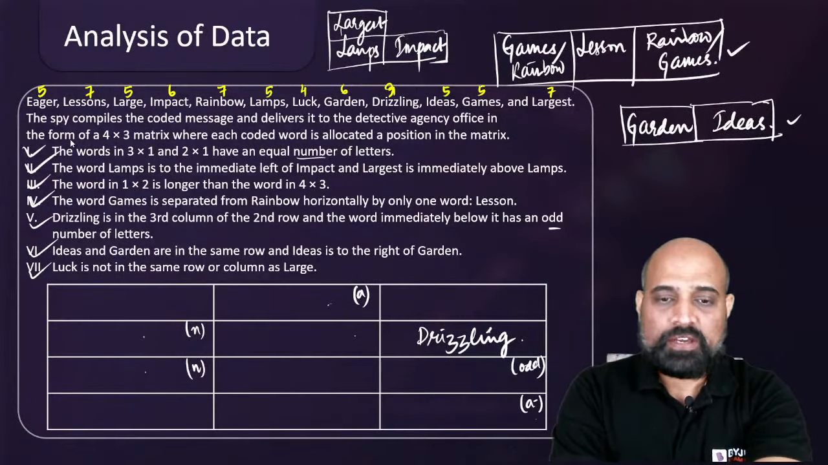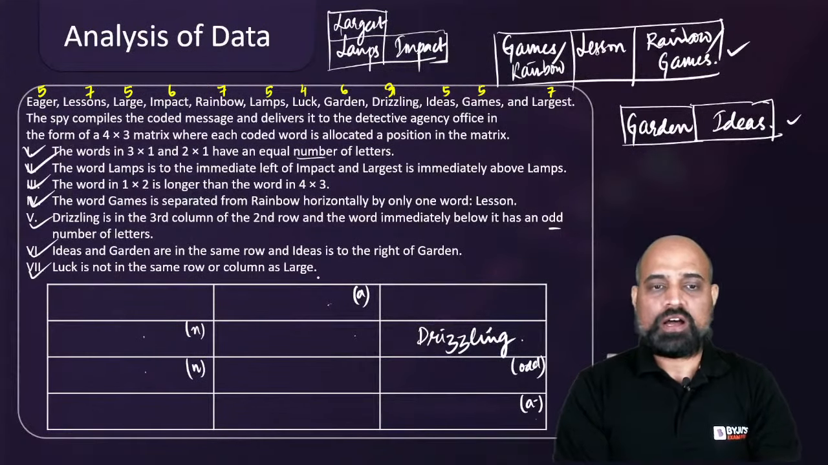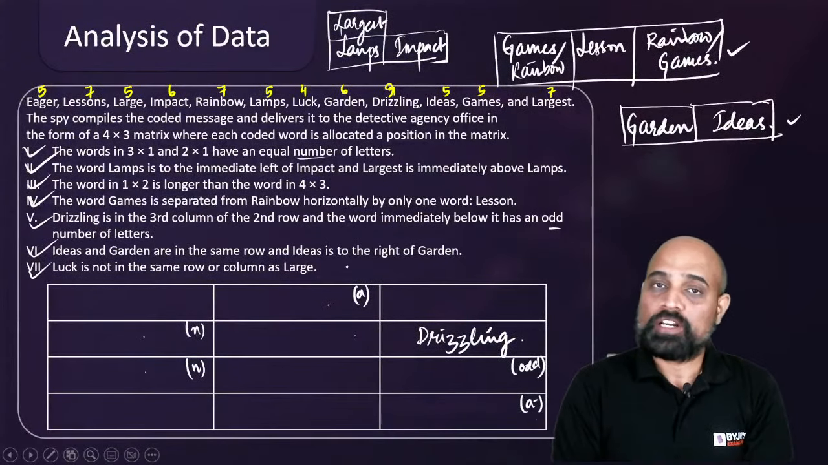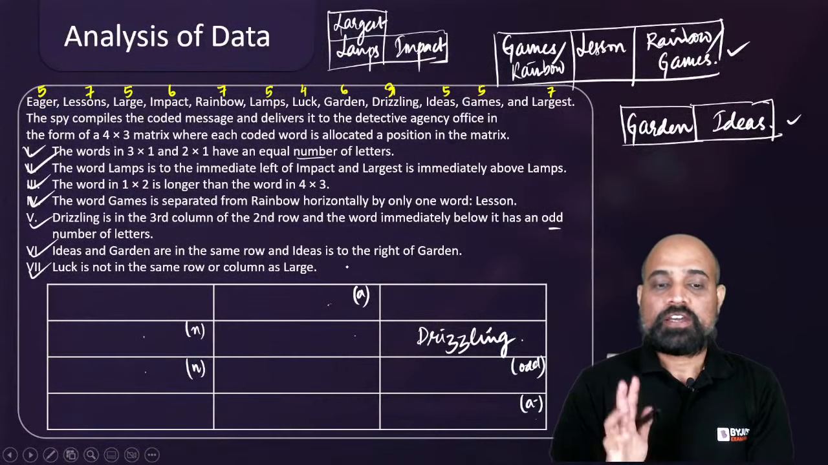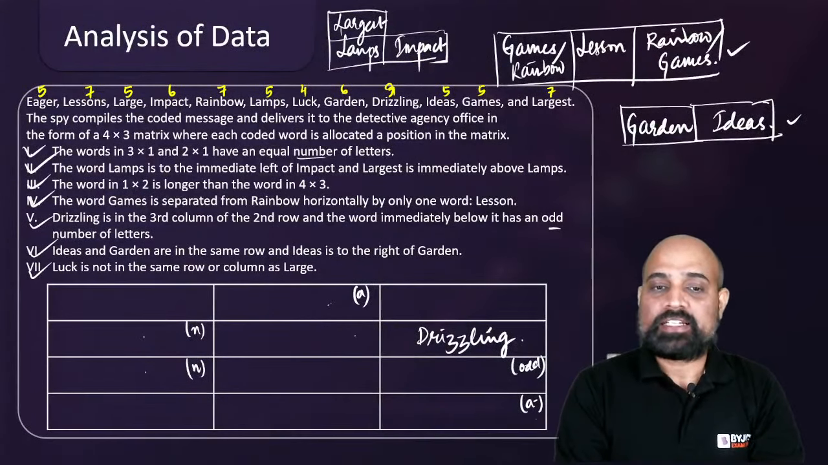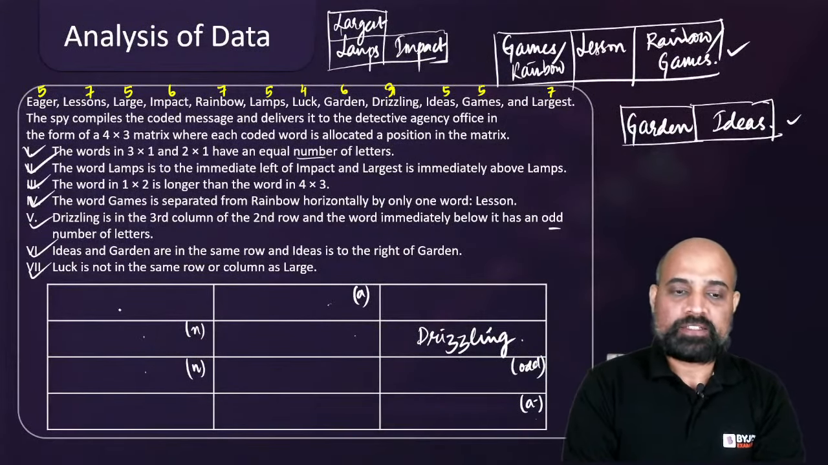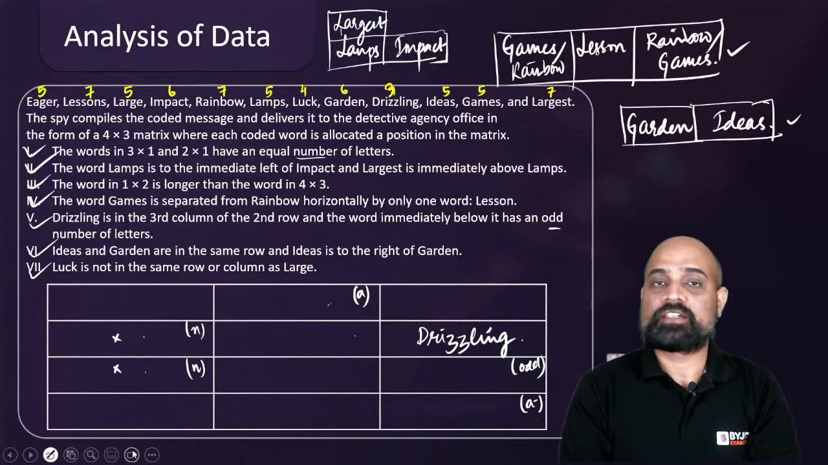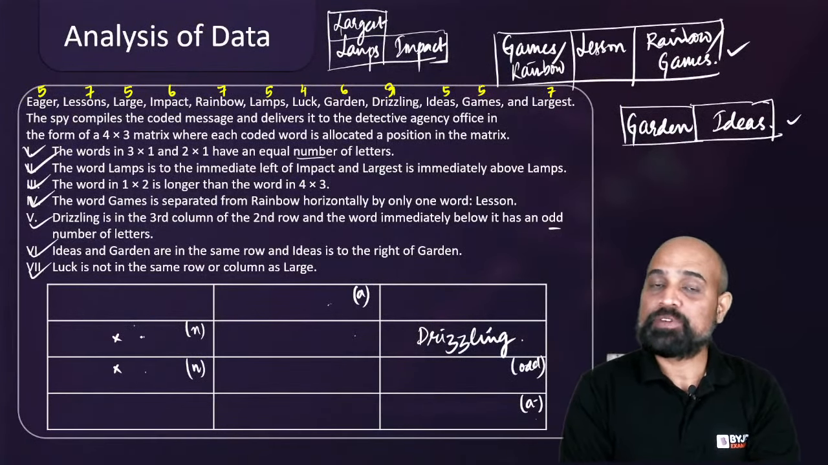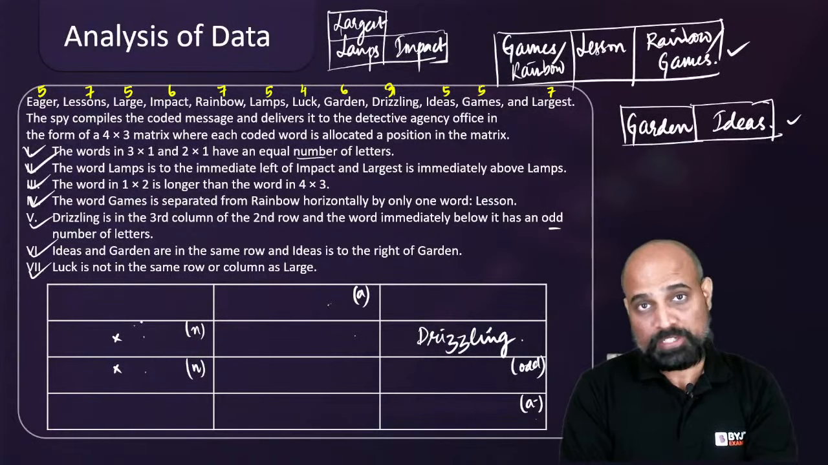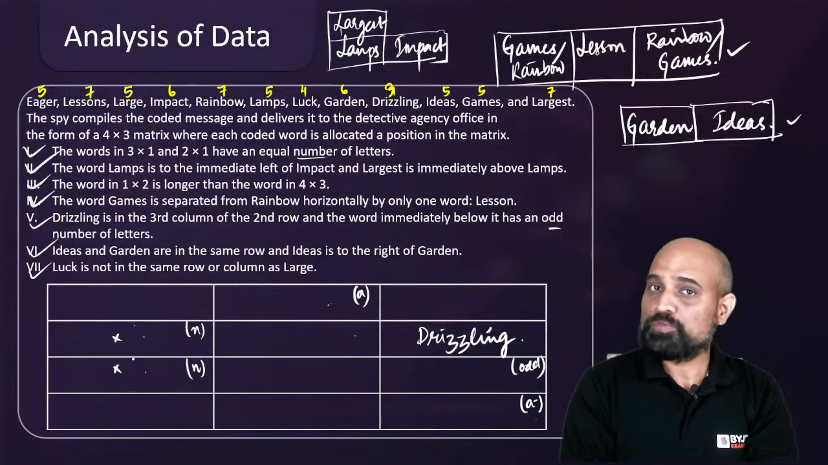ठीक है. अब how to fill this? अब शुरू करना पड़ेगा कहीं से. Okay. One thing is pretty sure that largest, lamps and impact, they cannot be placed here, because largest and lamps, they both are supposed to have the same number of letters, but they don't have the same number of letters. Right? So largest lamps will not come here.